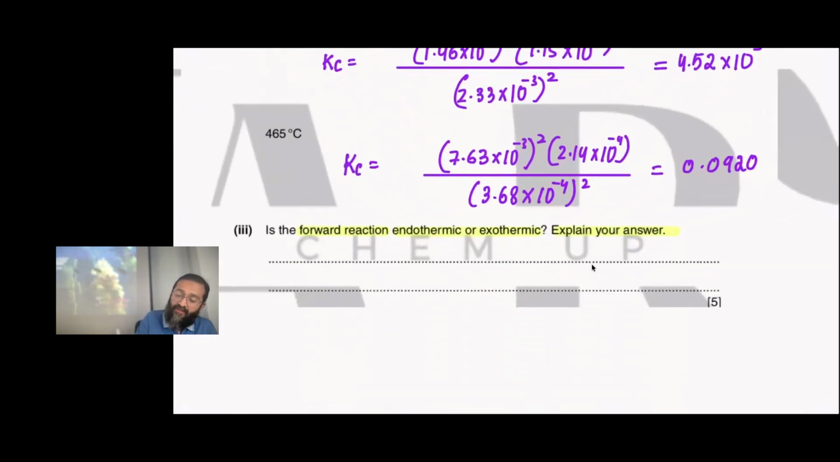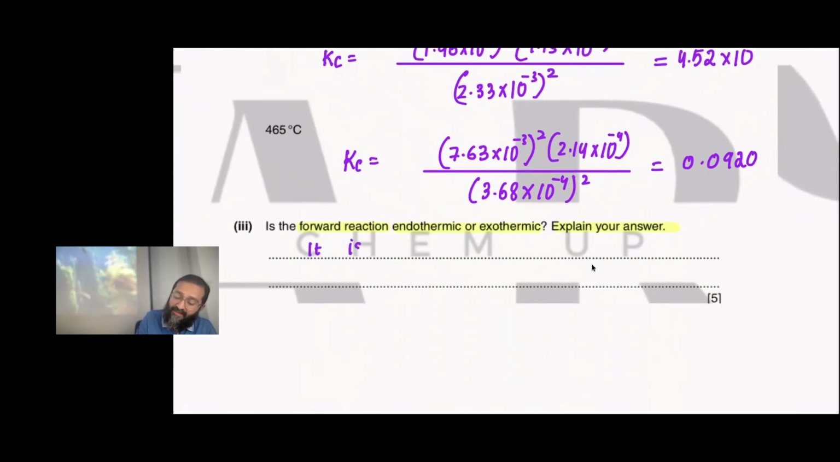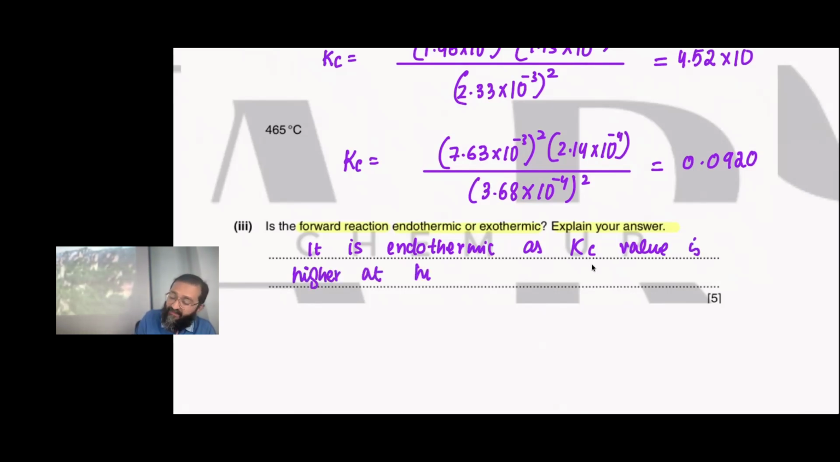So you are going to write that it is endothermic, and they are asking to explain. So what will be the explanation? As Kc value is higher at higher temperature, which means more product is formed at higher temperature. It means that the forward reaction is endothermic. That's why increasing temperature results in formation of more product. Is this clear? Yes sir. Okay.